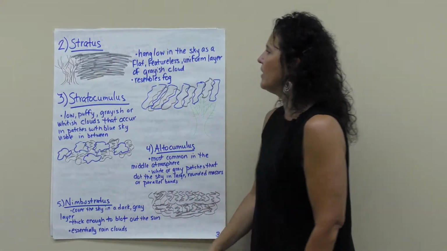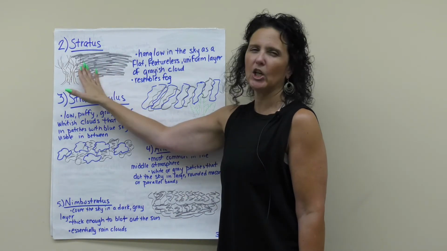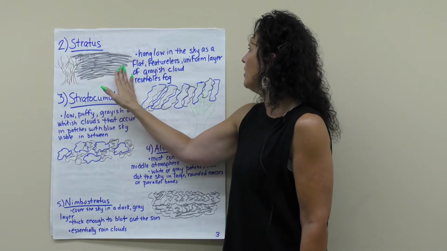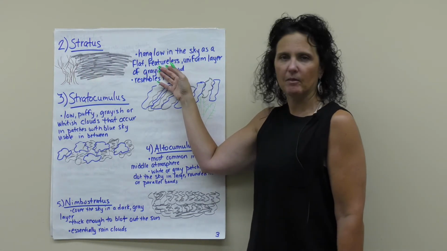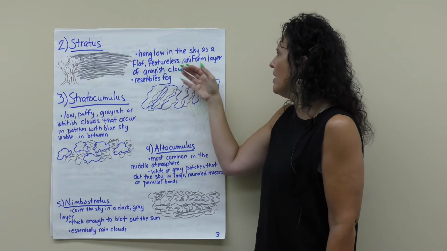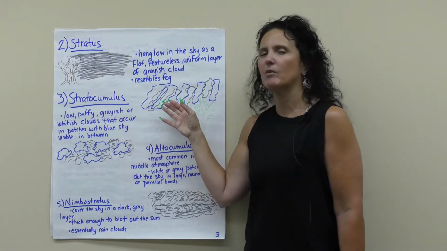The second type of clouds are stratus clouds, and this is just a tree, and this represents sort of like a dark, foggy kind of cloud. They hang low in the sky. They're flat and featureless, meaning we can't really see anything about them. They're uniform, all one layer of a grayish cloud, and they kind of resemble fog.